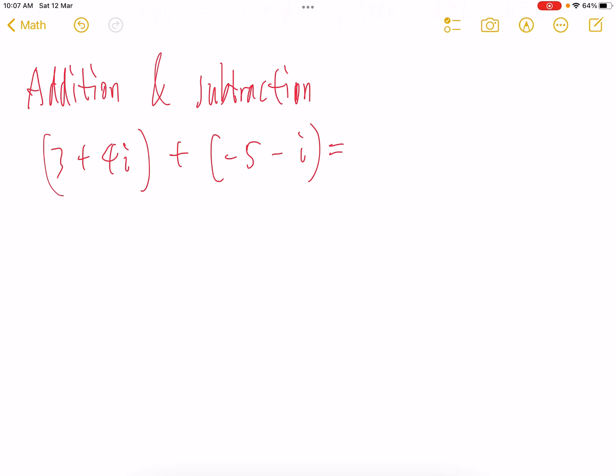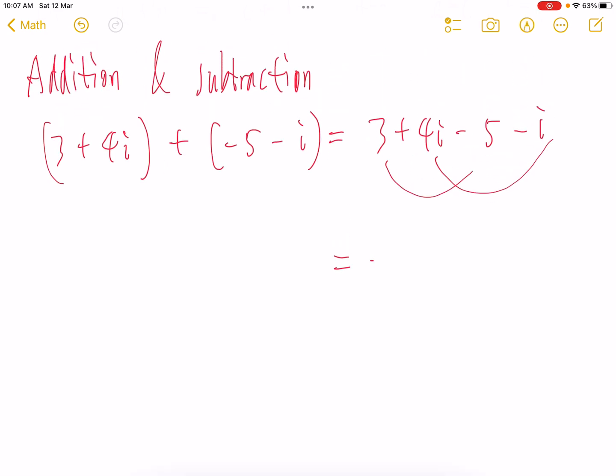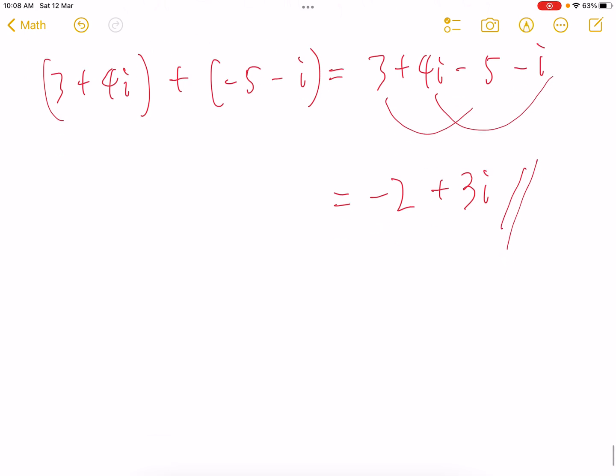So what you do is you combine the real parts and you combine the imaginary parts. So I'm just going to open up the brackets and collect the real parts and imaginary parts. We have 3 minus 5 is negative 2. 4i minus i is 3i. So this is the answer.